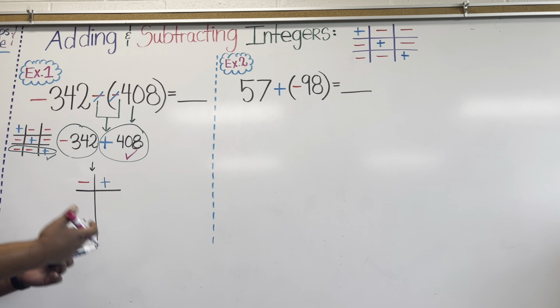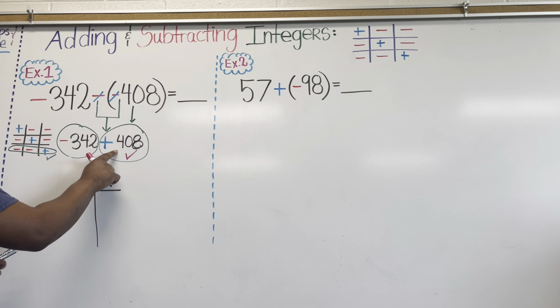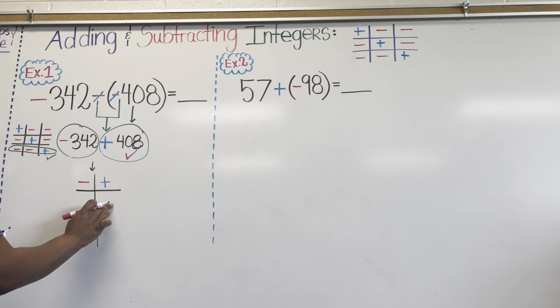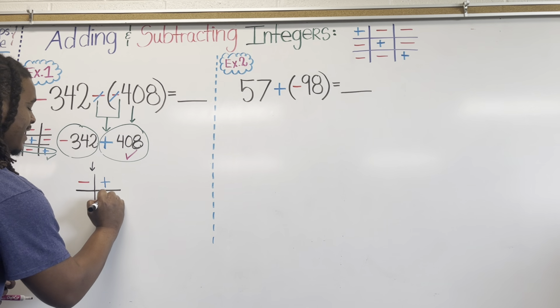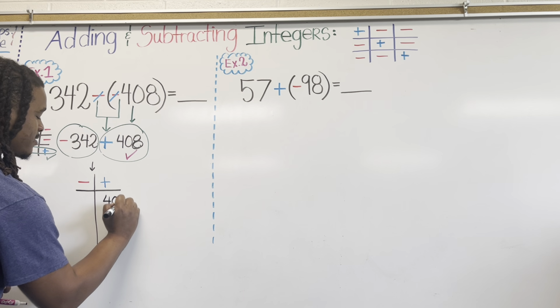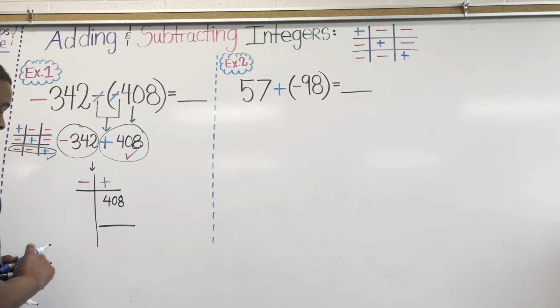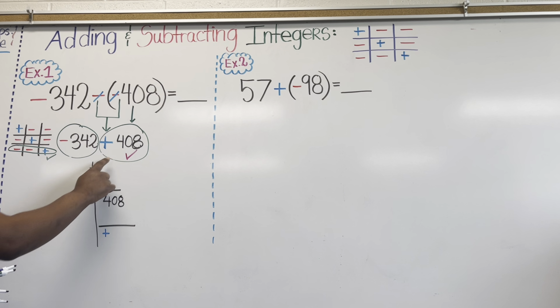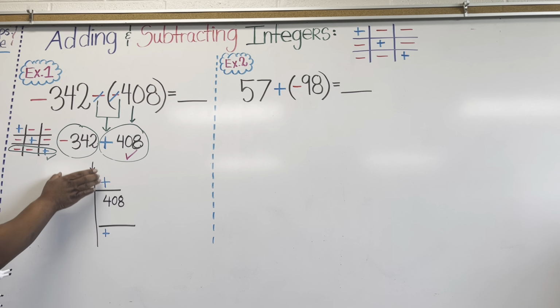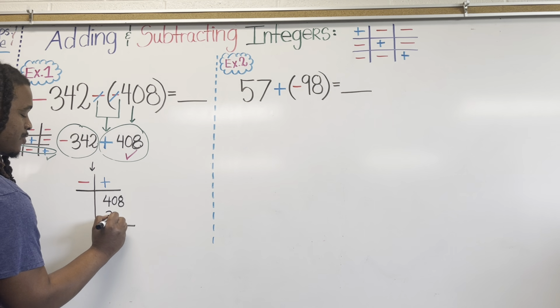Or the number that's furthest away from 0, okay? And as I look, the sign that's associated with this number is the positive sign. So that means that we have to work on the positive side, meaning that when we work it out, our answer is going to be a positive. Okay? So once again, the reason why we're working on the positive side is because if we drop the signs, 408 is bigger than 342, and the sign that's associated with 408 is the positive sign. All right, so that's why we got to work on the positive side. And all we're going to do is put 342 underneath.